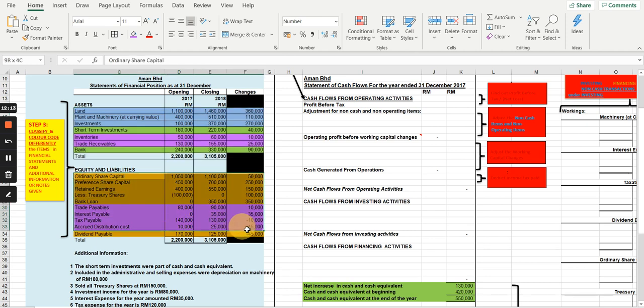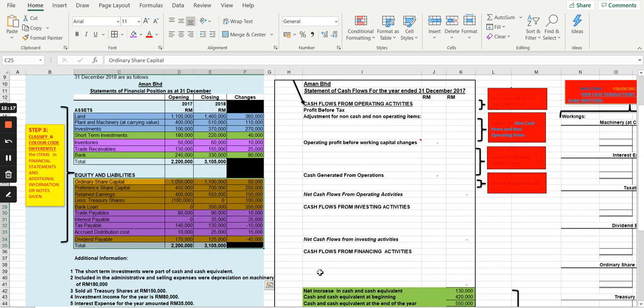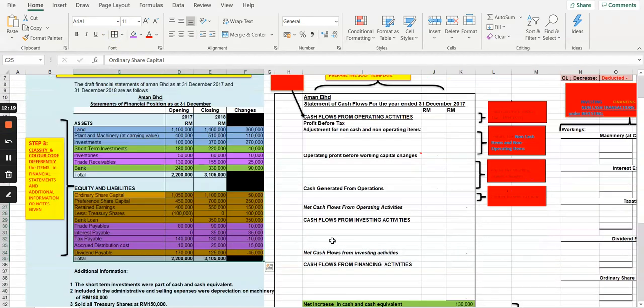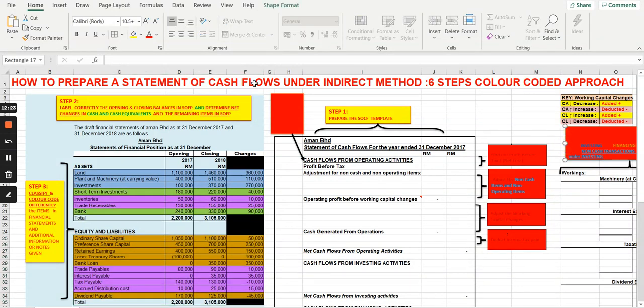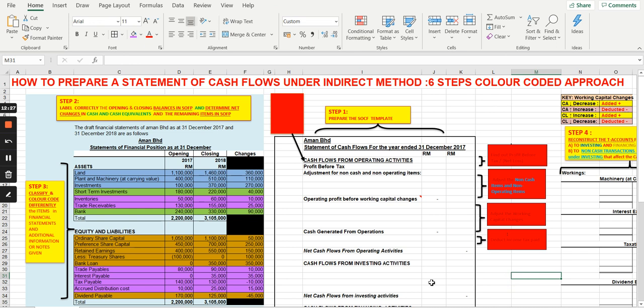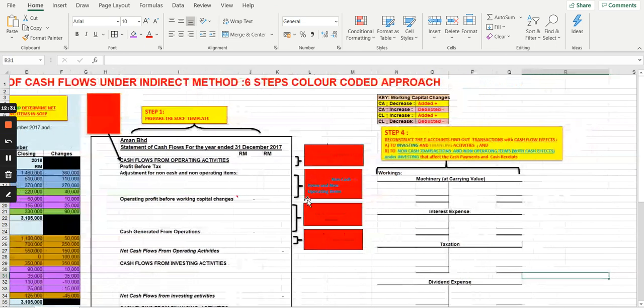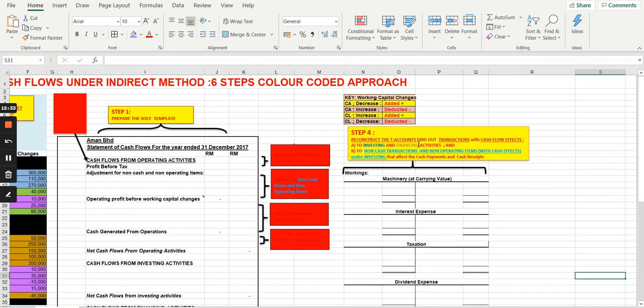Our next step is step 4. Let us look at step 4. After you have done all this, you can reconstruct your T account to find out transactions with cash flow effect.